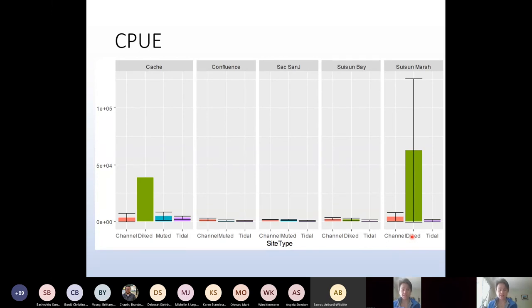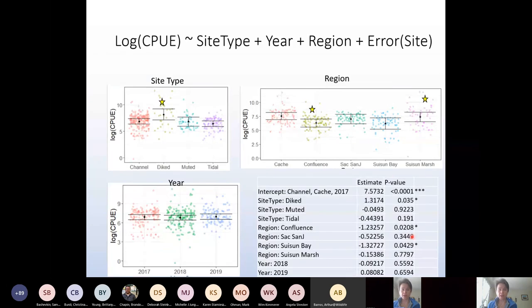To test the results here statistically, we ran a generalized linear mixed model, testing site type, region of the estuary, and year, with site as a random effect. And we found some differences, not a ton of significant differences because of the high variation, but we found that dike sites did come out as statistically higher in total zooplankton catch. And we found that the Confluence region had slightly lower catch than the other regions, and Suisun Marsh had slightly higher catch than the other regions. Cache, Sacramento, San Joaquin, and Suisun Bay were all about the same.